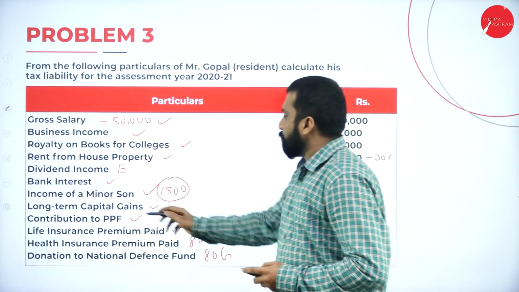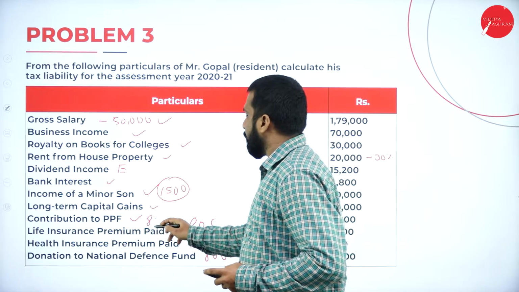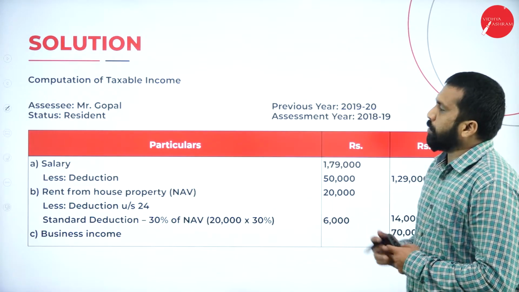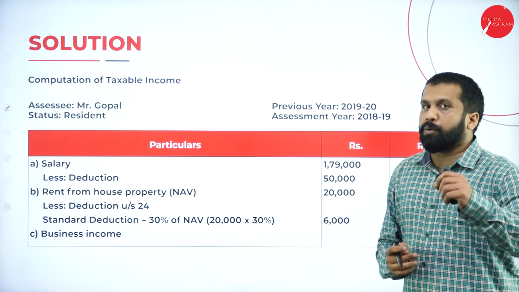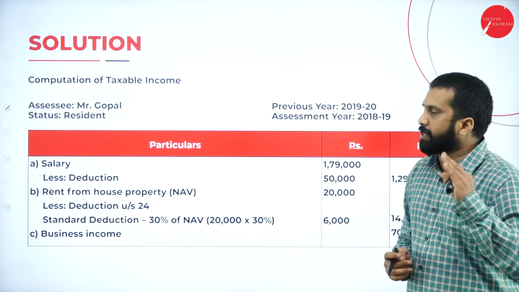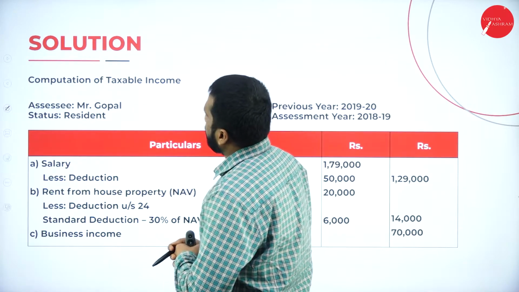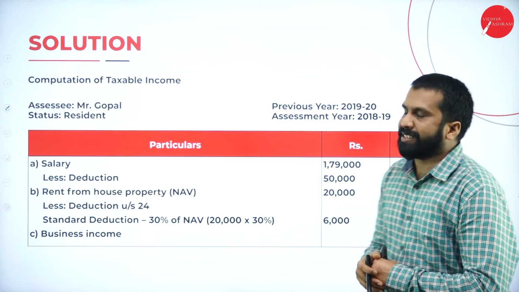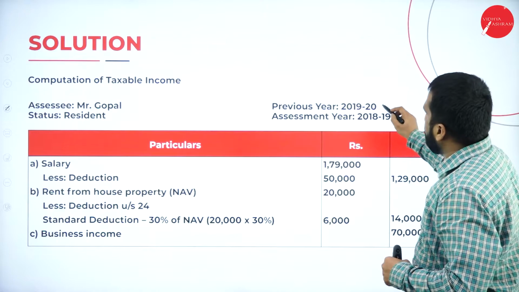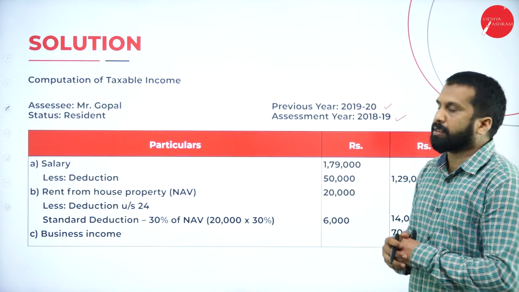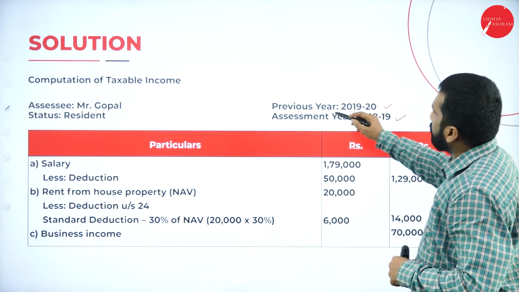Contribution to PPF, remember this comes under 80C only. So what is the limit for 80C? Up to 1,50,000, no tax. Then computation of taxable income, Mr. Gopal, and status of resident. Now, previous year 19-20 and assessment year 18-19 in this.